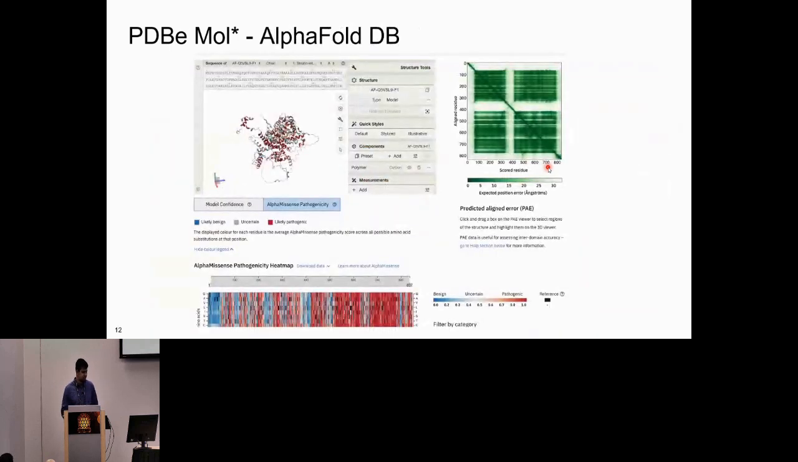On the AlphaFold page, we also have integration of Molstar here, but with more interactivity. So we have click and hovering interactions between the PAE plot and the AlphaMissense pathogenicity heat map with Molstar. So it's all integrated in the same page, and we have codes to help you develop this too.